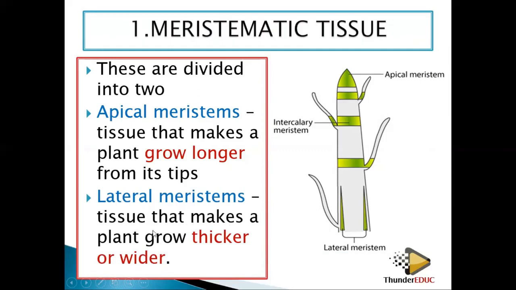These tissues make the plant grow thicker or wider. It means that you may not be growing taller, but you might be growing thicker. Like in this time, we can say that someone has gained weight. It means that he has become bigger. If you were a plant, then the lateral meristem is the one being used to increase your size. But if someone is growing taller, if you're a plant, it means that the apical meristem is the one acting in that regard.